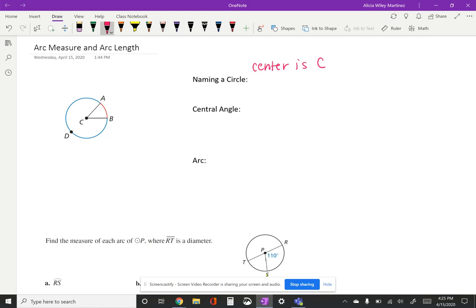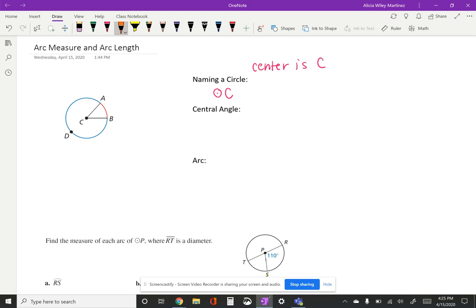So if we wanted to name the circle, the way we would name the circle is we would draw a miniature circle symbol like so, and then use the capital letter that's representing the point in the center of the circle. The other information that we know about a circle is what we call the central angle.